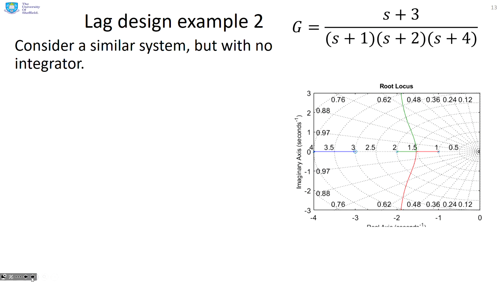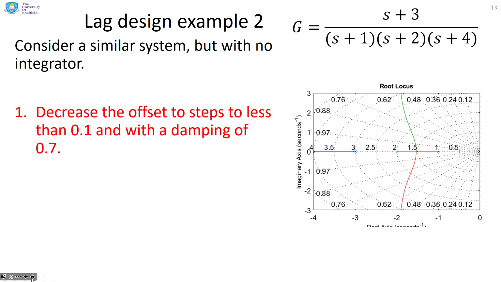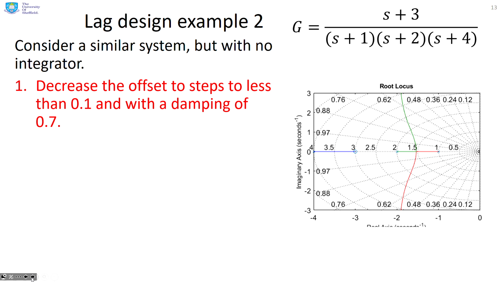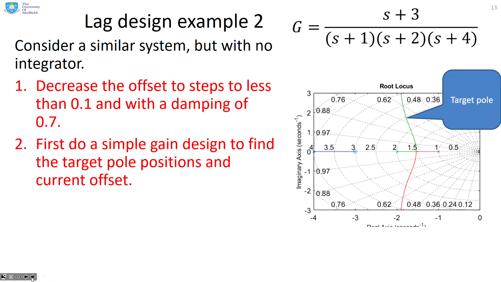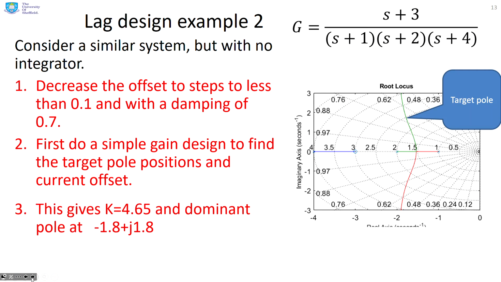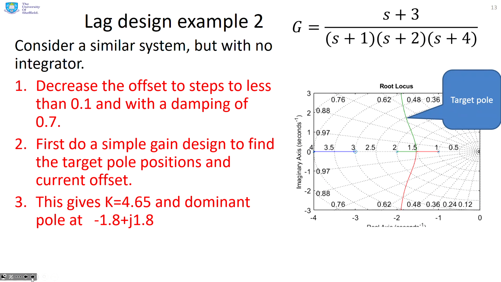Here's a second example, but this example has got no integrator. So we're going to go through this quickly. Our objective is to decrease the offset of steps to less than 0.1 and with a damping of 0.7. So first do the simple gain design to get your target pole. And this gives you a K of about 4.65 and a dominant pole at minus 1.8 plus j1.8.